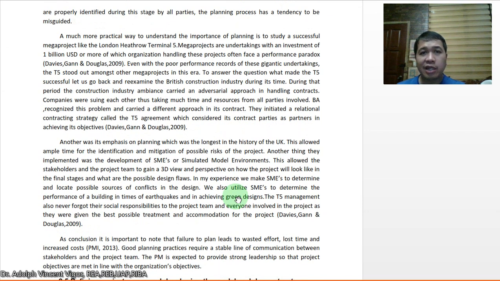A much more practical way to understand the importance of planning is to study a successful project like the London Heathrow Terminal 5. So mega projects are undertakings with an investment of $1 billion or more, of which organizations handling these projects often face a performance paradox. So even with poor performance records of these gigantic undertakings, the T5 stood out amongst other mega projects.